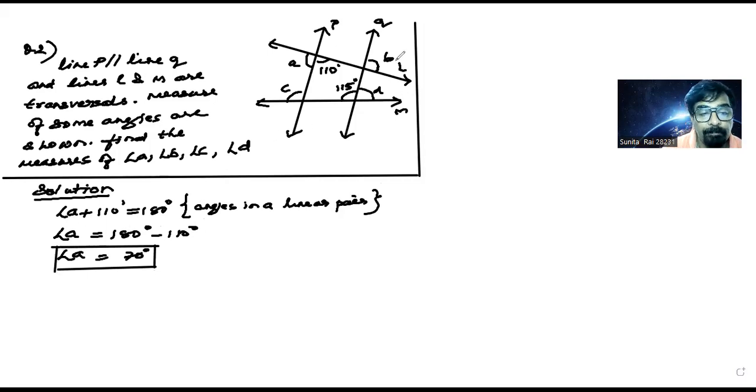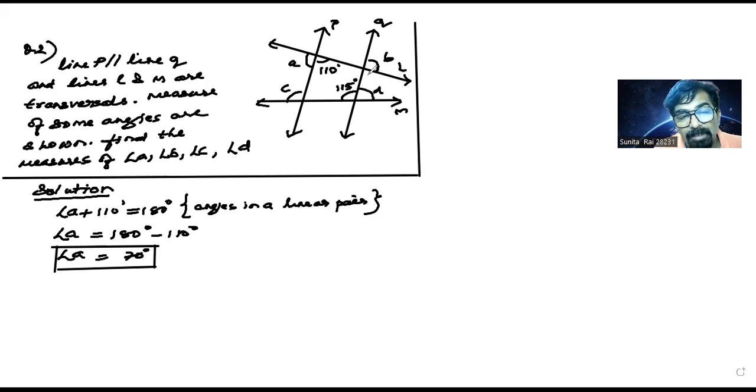Next, I want angle B. B lies on transversal L. You cannot say it lies on transversal Q, because Q is not a transversal for parallel lines. L and M are not parallel. Even though B lies on Q, you will not take Q as the transversal, because you always consider the transversal of parallel lines. So which lines are parallel here? P and Q. So don't you agree, L is the transversal. B lies on the transversal L. Got it?